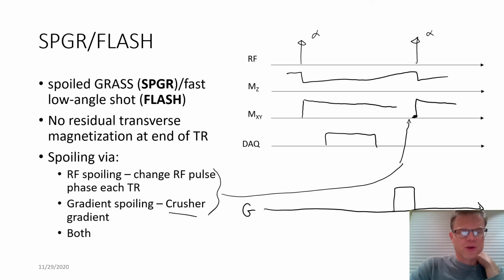There's another trick with this. It's kind of interesting if you want to know more about it. RF spoiling. That's changing the angle of the rotation of the RF pulse, which has a similar effect.